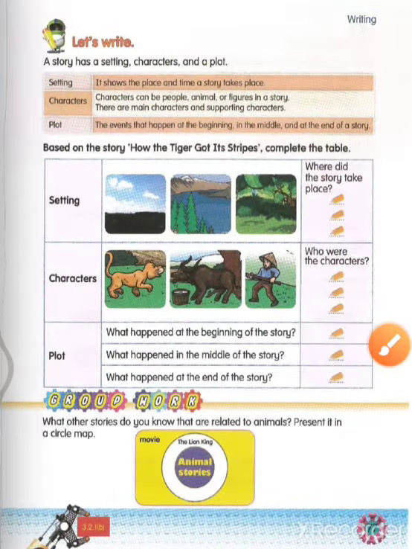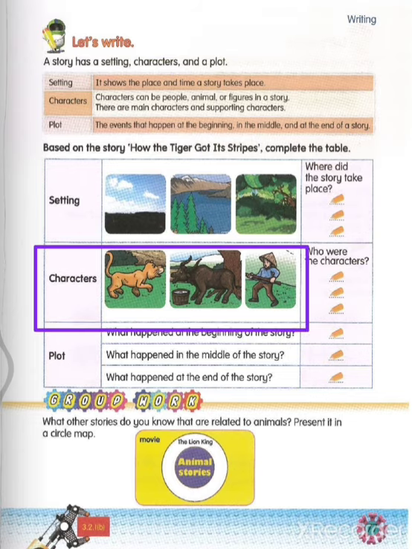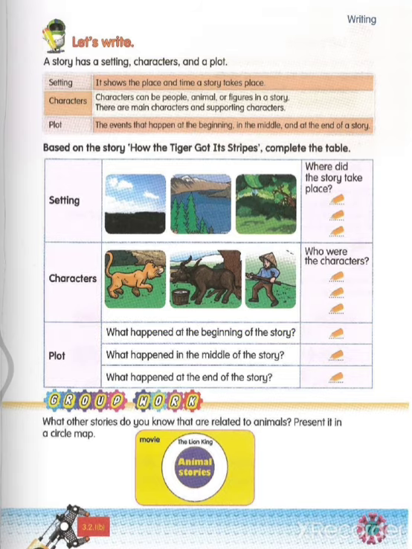Now let's look again. Let's see this one. Okay, that's all the places. Now let's see the characters. What animal is this? This one and this one. These are the main characters. It's not that there are no other animals, but we are going to talk about the main characters only at the moment. So the first one is this one, right? A tiger. So you write down here, a tiger. And the next one is this one.